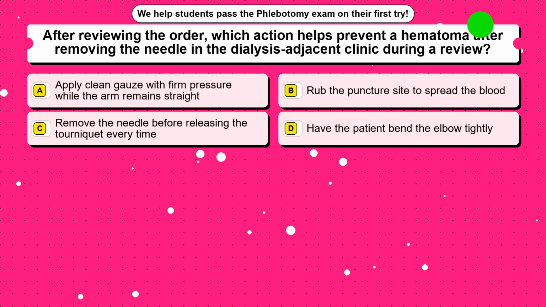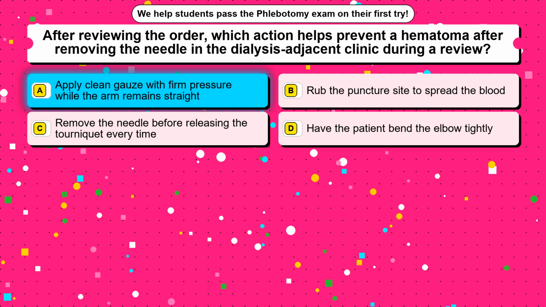Question 33. After reviewing the order, which action helps prevent a hematoma after removing the needle in the dialysis adjacent clinic during a review? Option A. Apply clean gauze with firm pressure while the arm remains straight. Option B. Rub the puncture site to spread the blood. Option C. Remove the needle before releasing the tourniquet every time. Option D. Have the patient bend the elbow tightly.